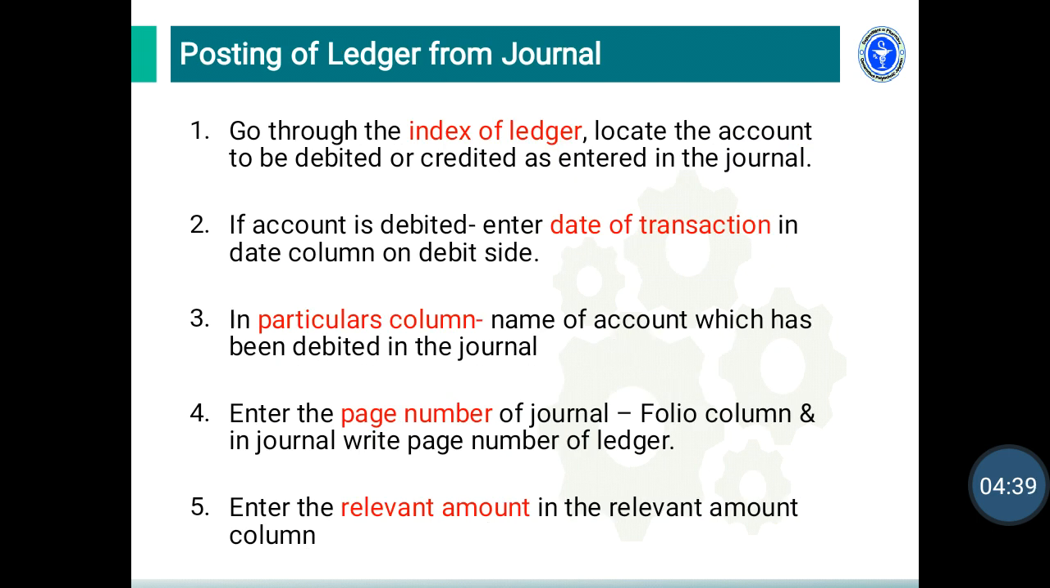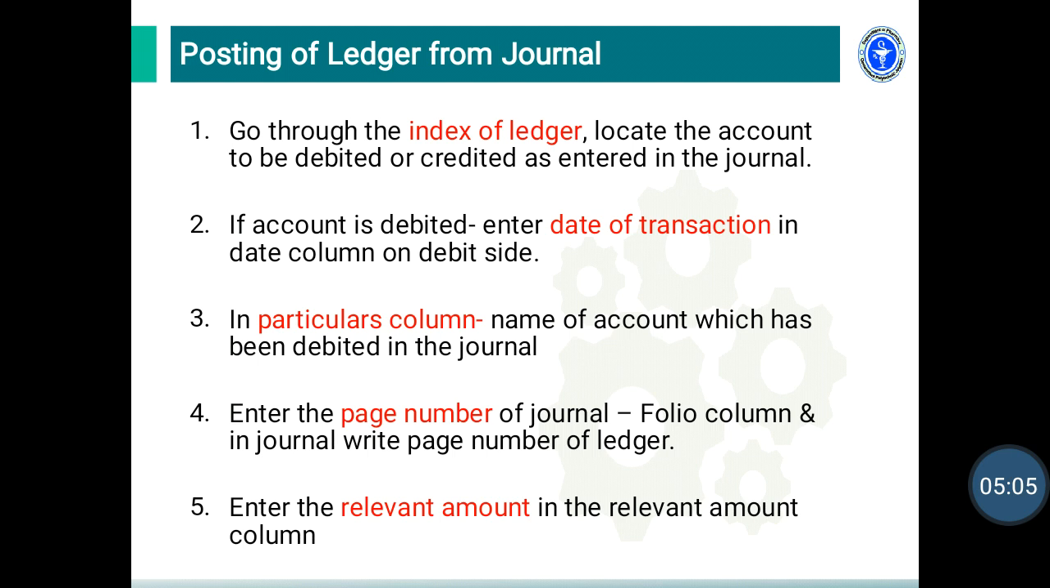The next point is the posting of entries from journal to ledger. Different steps are involved while we go for posting entries from journal to ledger. After going through the index of the ledger, locate the account to be debited or credited as entered in the journal. This is the first step.